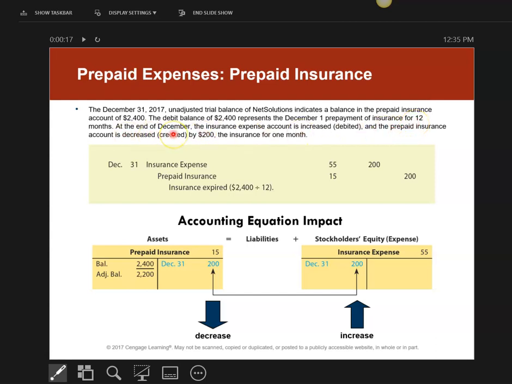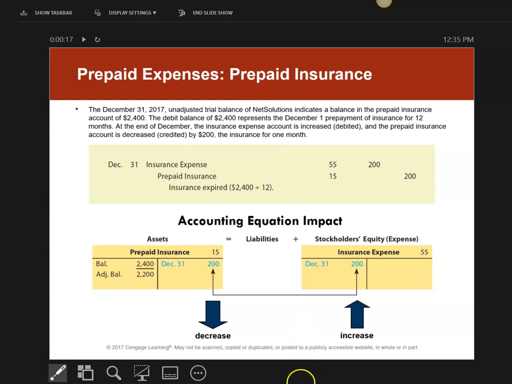And at the end of December, which is only 1 month, I'm only looking for 1 month, here's my journal entry. Always the same. Debit insurance expense, credit prepaid insurance. The question is, how much? Again, always with these type of problems, you figure out how much per month by taking the total amount divided by how many months, and then multiplying it for how many months you're talking about. Okay? So this is 5 of the 6 journal entries done.